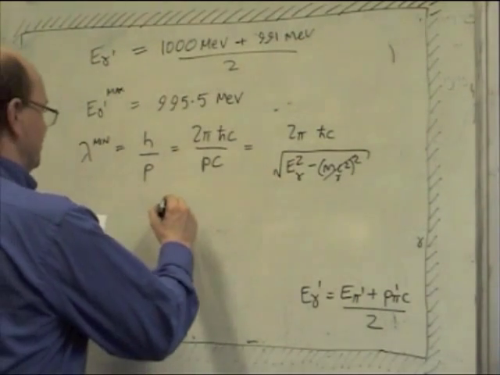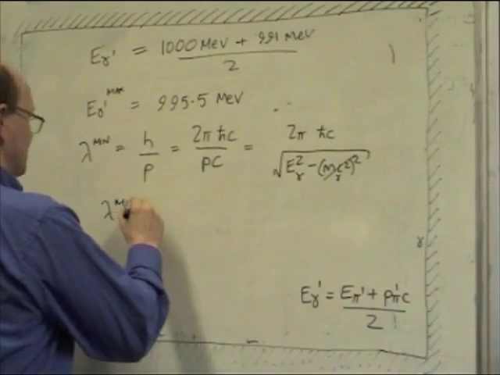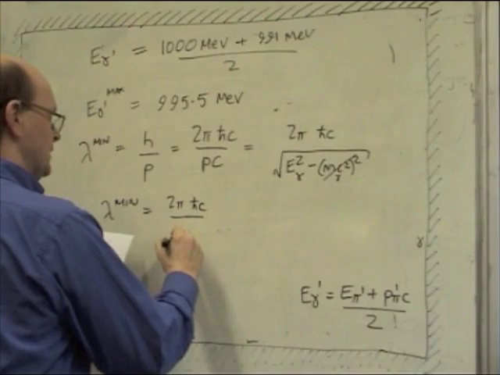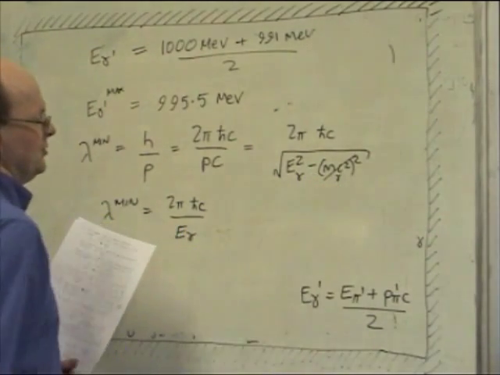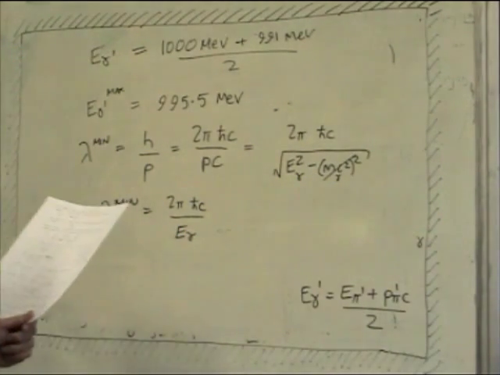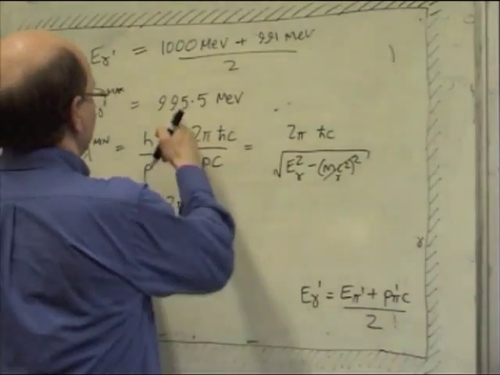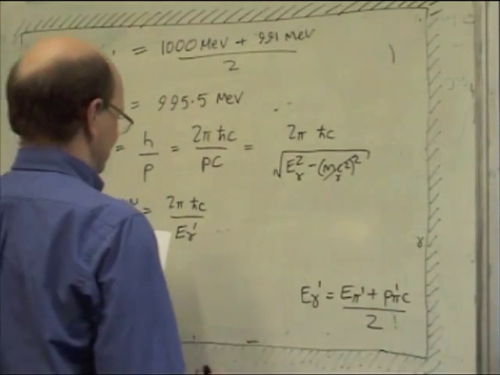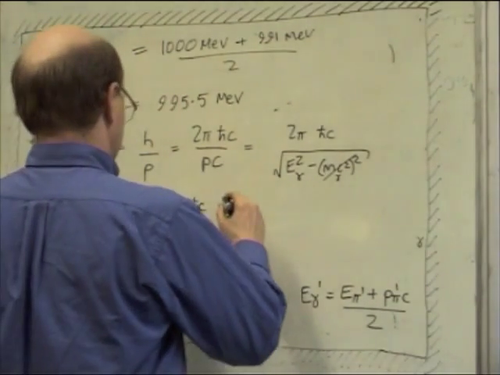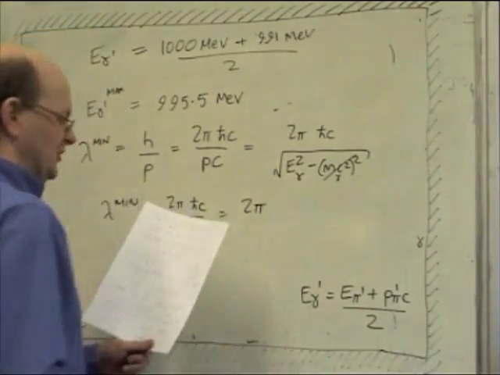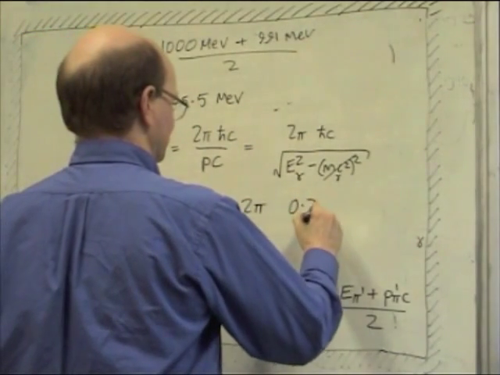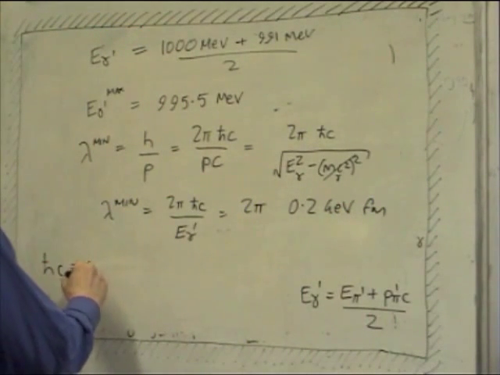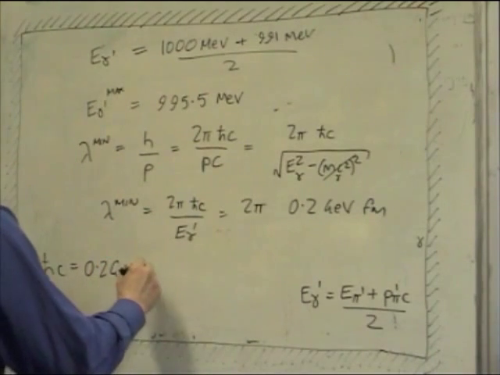Okay, so the expression we end up with for the minimum wavelength equals 2 pi h bar c over E gamma, because the mass term goes away and the square root of E squared is just E. And E gamma is 995.5 MeV. This is E gamma primed, of course, because we're in the frame where the pi meson is moving. Now the interesting thing about h bar c is it's 0.2 GeV femtometers. It's worth knowing that. H bar c in these funny units, 0.2 GeV times femtometers.